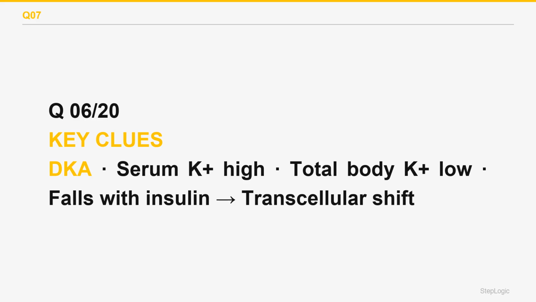Two forces drive potassium out of the cells into the serum. First, insulin deficiency. Insulin normally pushes potassium into cells by stimulating the sodium-potassium ATPase, so without insulin, potassium stays out. Second, acidosis. As excess hydrogen ions enter cells to be buffered, potassium is exchanged outward to maintain electroneutrality. So the measured serum potassium is normal or high, even though total body potassium is severely depleted because it has been lost in the osmotic diuresis and vomiting.